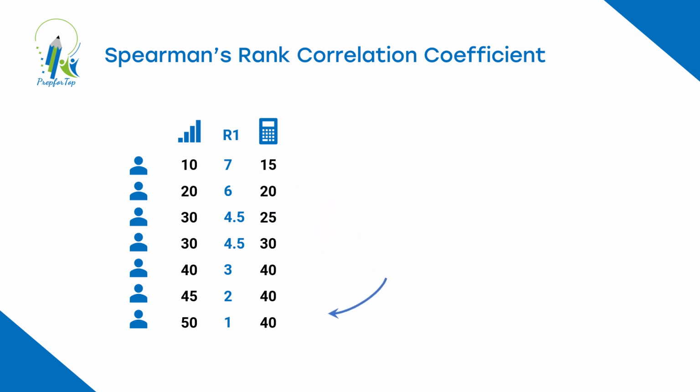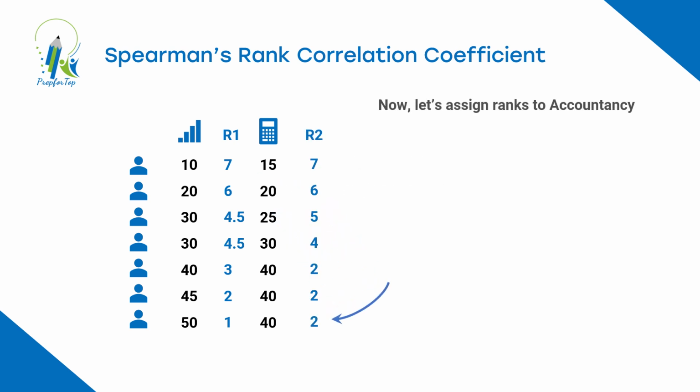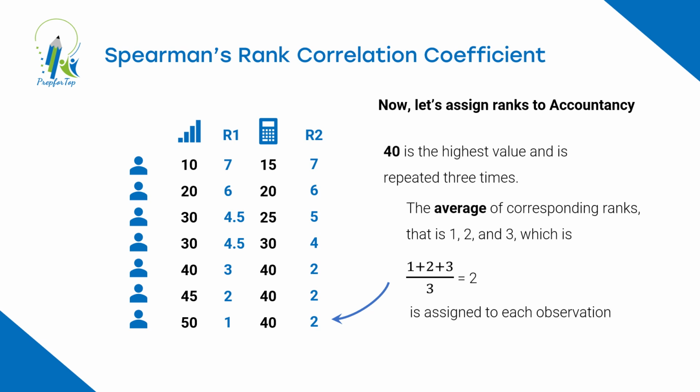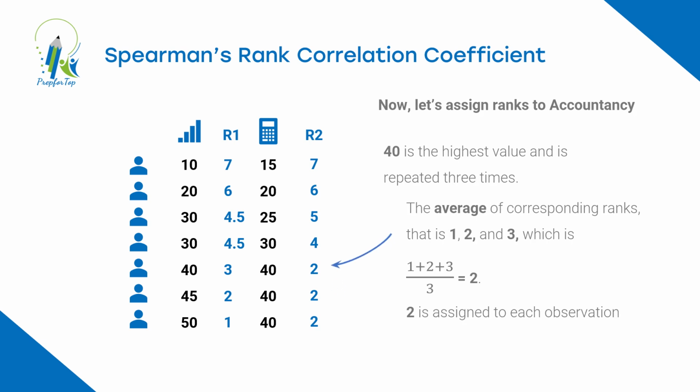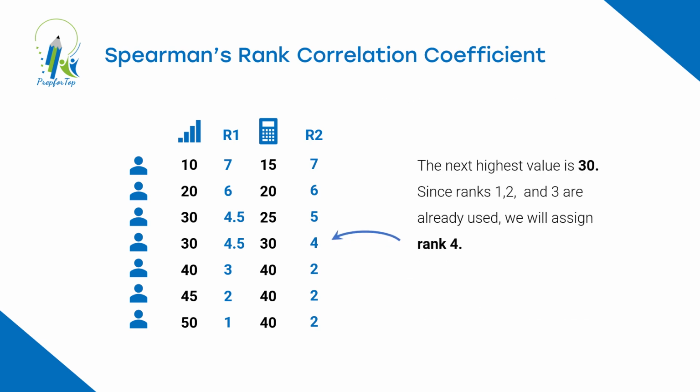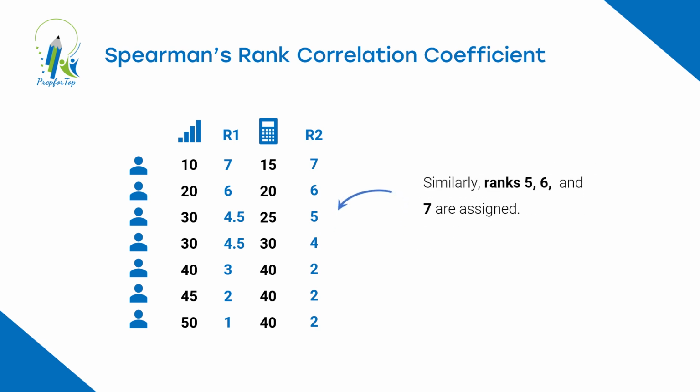Now let's assign ranks to accountancy. 40 is the highest value and is repeated 3 times. The average of the corresponding ranks, that is 1, 2, and 3, which is (1+2+3)/3 equals 2. So 2 is assigned to each observation. The next highest value is 30. Since ranks 1, 2, and 3 are already used, we will assign rank 4. Similarly, ranks 5, 6, and 7 are assigned.